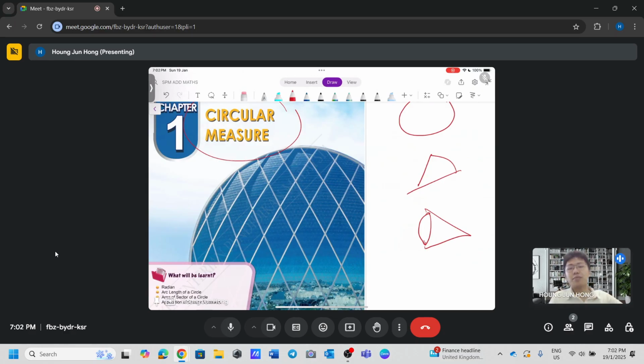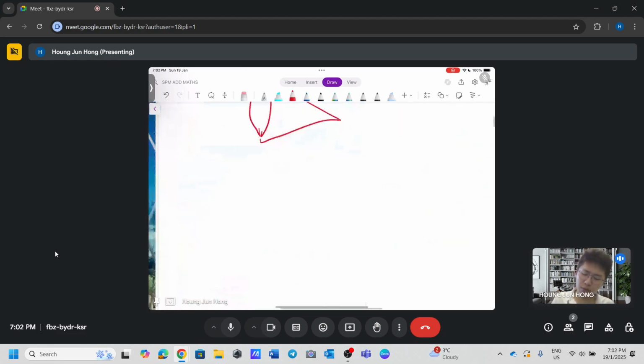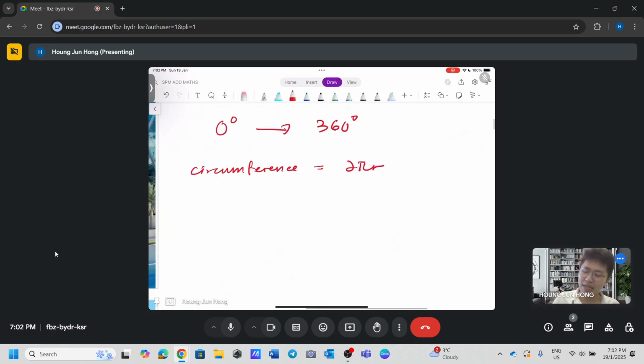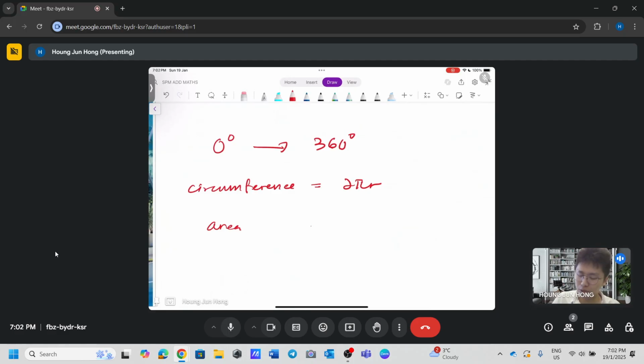Okay, and in this chapter, essentially, why is it put under AddMath instead? Why not just put it under mathematics? Because in this chapter, we are not going to do circles in the normal way. What do I mean by normal way? The normal way, we will have angle 0 degree to 360 degree. We will have circumference as 2 pi r, right? I hope you know this, okay? You should have done it in your mathematics as well, 2 pi r. Then we have area equal to pi r squared, right?